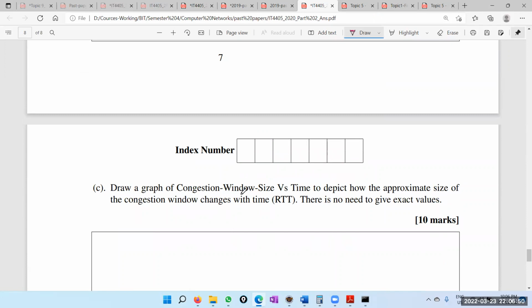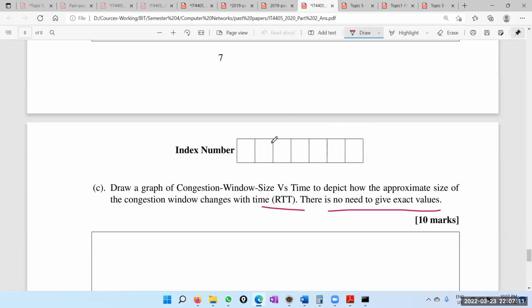Right. Draw a graph of congestion window size versus time to depict how the approximate size of the congestion window changes with RTT. There is no need to give exact values. So that is what we discussed last Wednesday, I think. The sawtooth diagram.